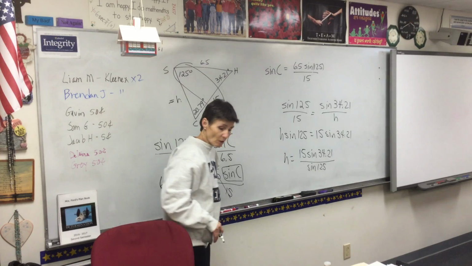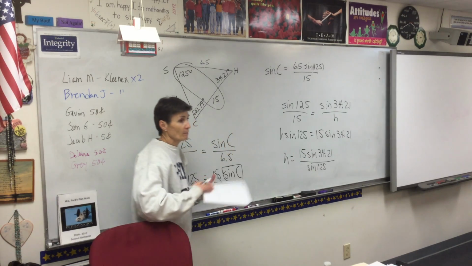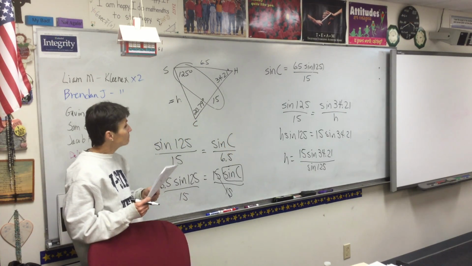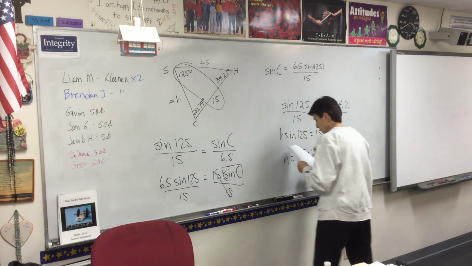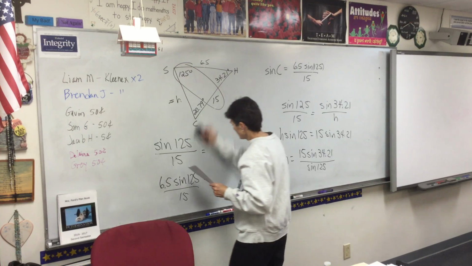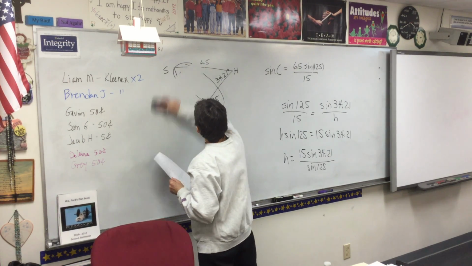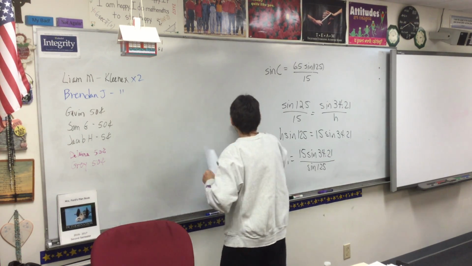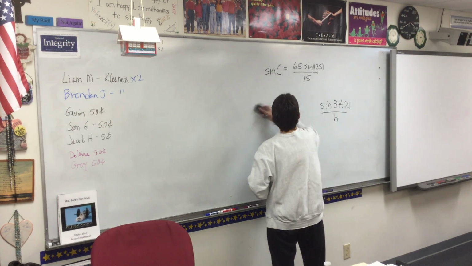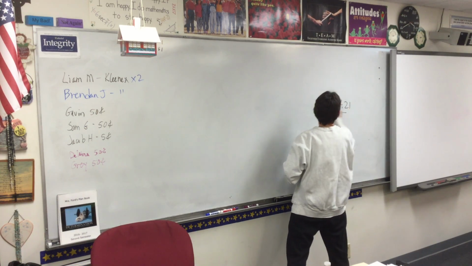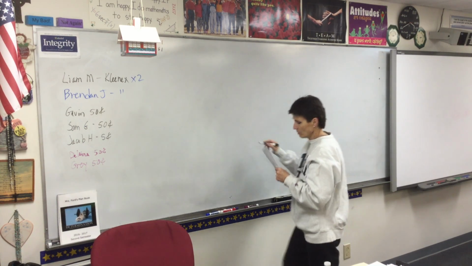All right, ready to try one more before we do a word problem? All right, here we go. Problem 3. Not a right triangle. So we're not going to be using SOHCAHTOA, we are going to be using the law of sines.